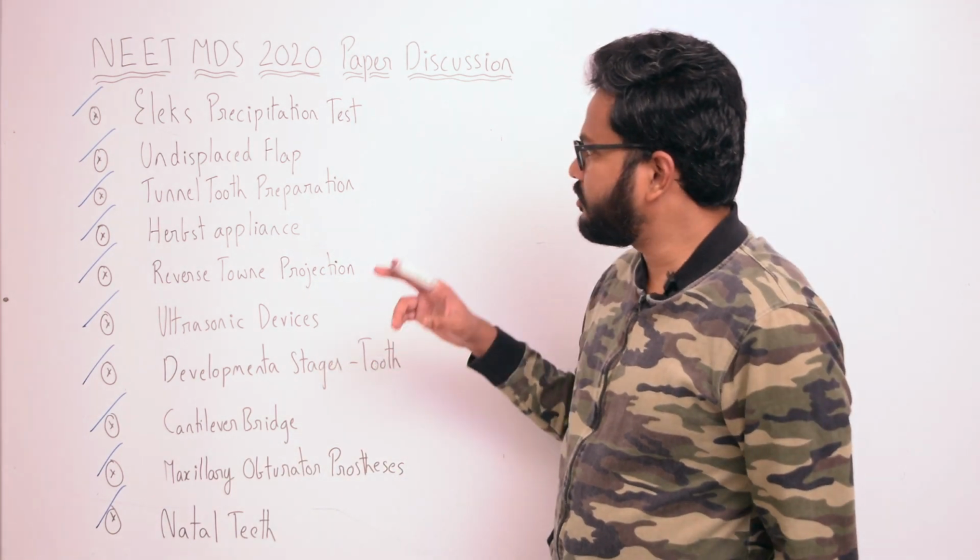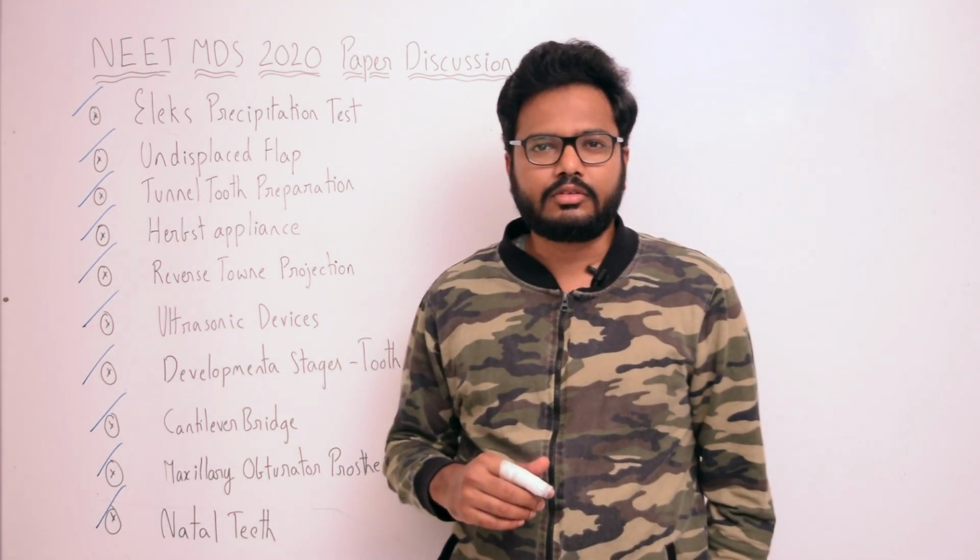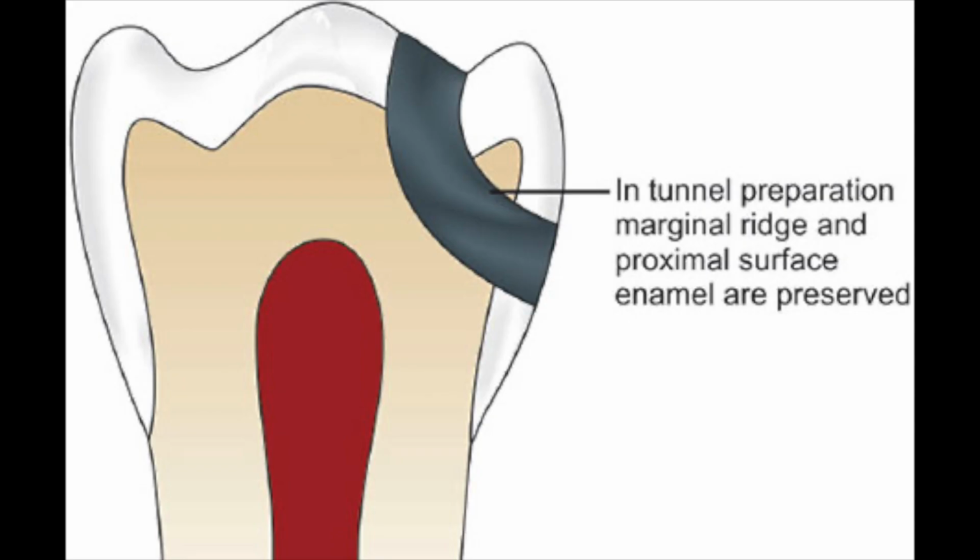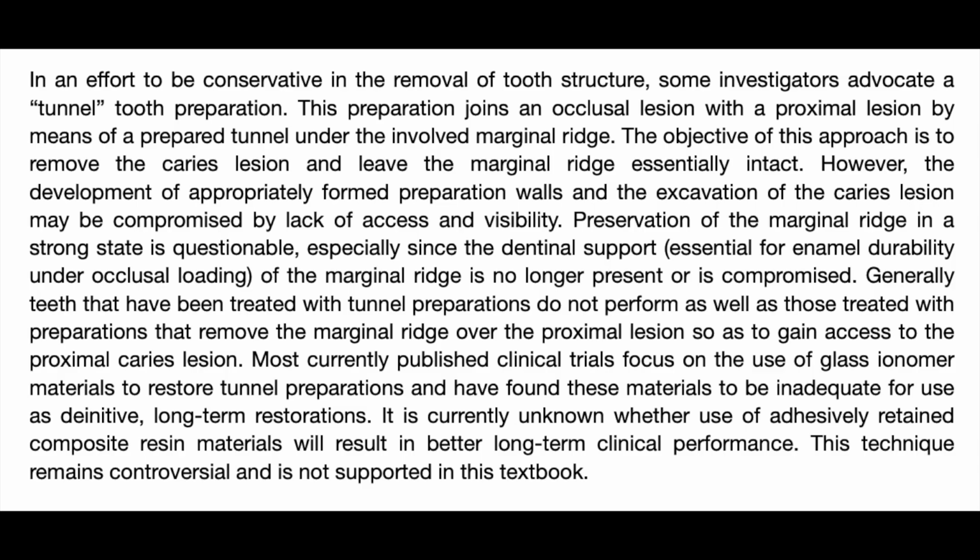Now let's move on to the next topic, tunnel tooth preparation. So what is this tunnel tooth preparation? As you can find in the image, you can see a tunnel extending from the occlusal surface to the proximal surface. In an effort to be conservative in the removal of tooth structure, some investigators advocate a tunnel tooth preparation for amalgam, composite resin as well as glass ionomer. And here is some additional literature pertaining to the same.